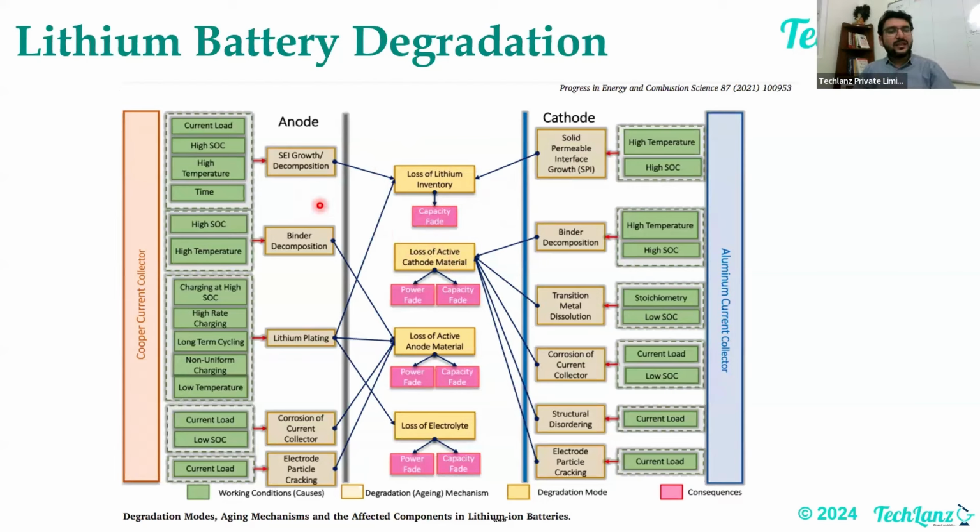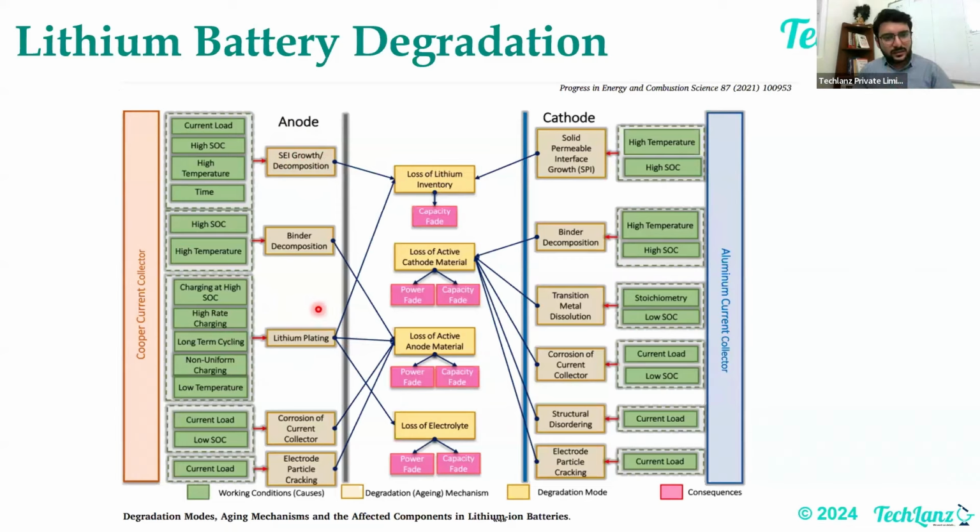So from the degradation perspective, the most common term which you might have heard is SEI growth, which we call loss of lithium inventory. And the most common word which you have used is lithium plating, right? You might have heard about this. And you might have heard about dendrite formation also, which is called lithium dendrite formation, which causes short circuit, thermal runaway and all those things, right?